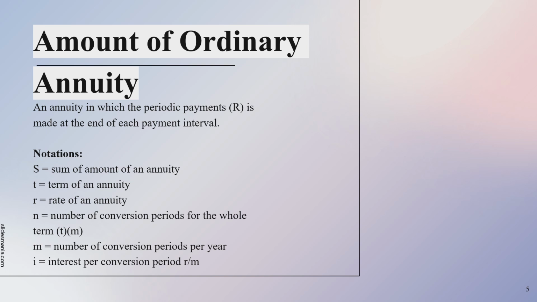So we have S equals the sum or amount of an annuity. T means the term of an annuity. R means the rate of an annuity. N means the number of conversion periods for the whole term. And for the N, we have T times M. And for the M, we have the number of conversion periods per year. And I means the interest per conversion period. And for the I, we have R divided by M.